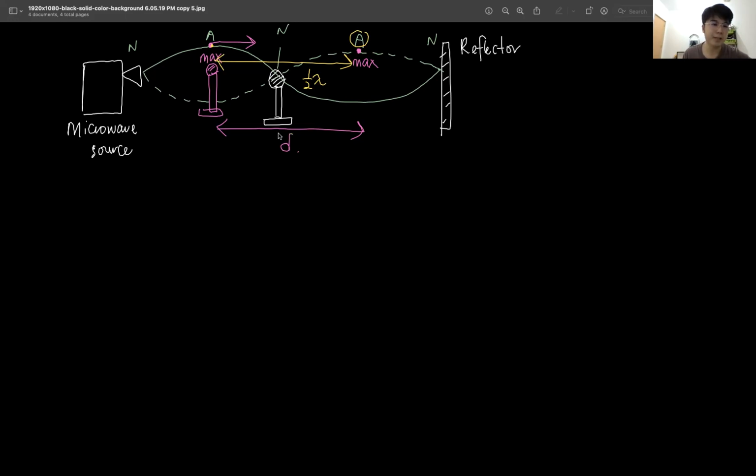Okay, so the sliding distance, you know that distance is equal to half the wavelength. So we can do a simple calculation. Just take d equals half lambda, and then lambda equals 2d. So you know that the wavelength is twice the distance traveled, as long as you find the distance between the max and another max, or you can find the distance between the minimum to another minimum.